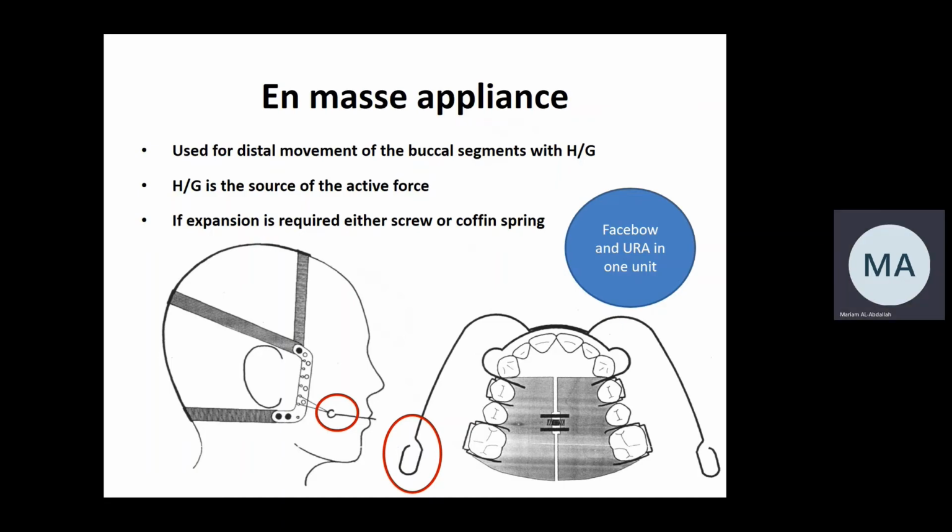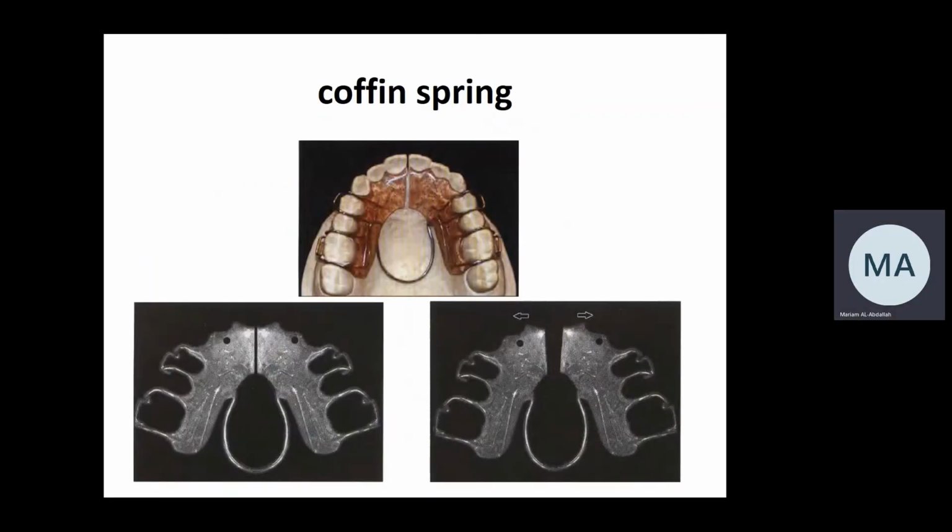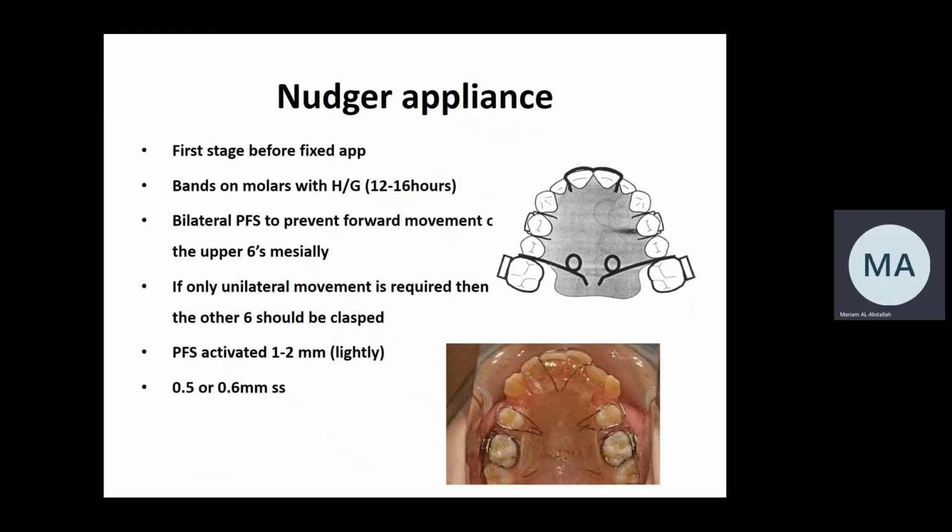Right. If expansion is required at the same time, then we can use something called a coffin spring. So this is a coffin spring, and this is the active component. This is an expansion spring. It's a heavy wire. The acrylic is cut in the middle. We activate it like this. So we activate the appliance. We push both parts apart using our hands, and then we fit the appliance inside the patient's mouth, and it's supposed to produce expansion. And then if you add the face bow, then it is a coffin spring and in-mass appliance at the same time.